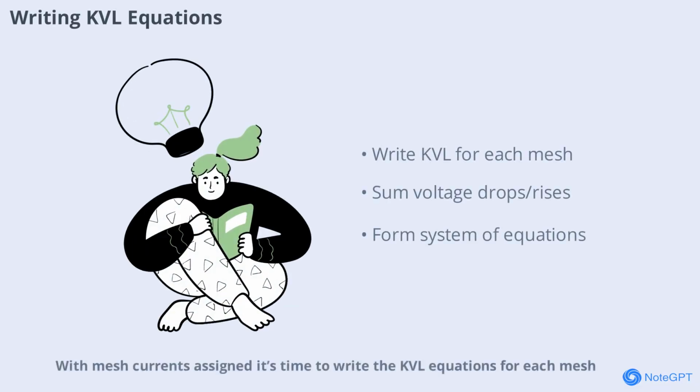Mesh currents assigned, it's time to write the KVL equations for each mesh. Start at any point in the mesh and sum the voltage drops and rises as you move around the loop. Remember, resistors cause voltage drops proportional to the current through them, while voltage sources add or subtract voltage depending on their orientation. Each mesh will have its own KVL equation, and together these equations form a system you can solve.